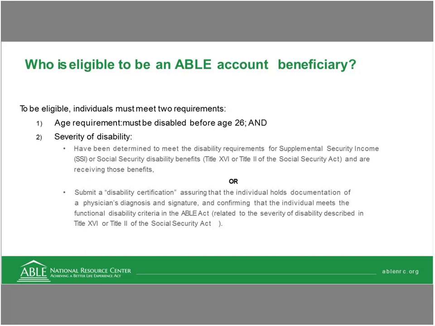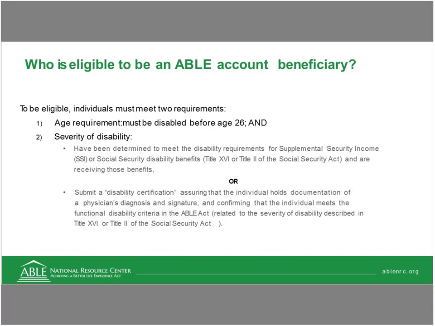So let's assume that you do meet that criteria. What's next? The second prong has to do with determining the severity of that disability. And the way that you meet this prong is one of two ways. One, if you're already receiving Supplemental Security Income or Social Security Disability benefits, then you're good to go. So if you're currently a beneficiary of SSI or SSDI and you meet the age criteria, you're good to go. Go ahead, choose a program that you feel best meets your needs and enroll and start taking advantage of the great benefits provided through ABLE.